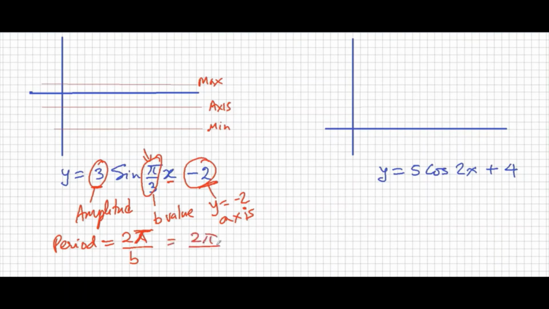Let's say 2 pi divided by pi over 3. And if we rearrange this, so it should be 2 pi times 3 over pi. So because it's a denominator, so I reciprocated it. Pi and pi cancel, 6. So I should select my scale of x-axis such that I get a good graph.